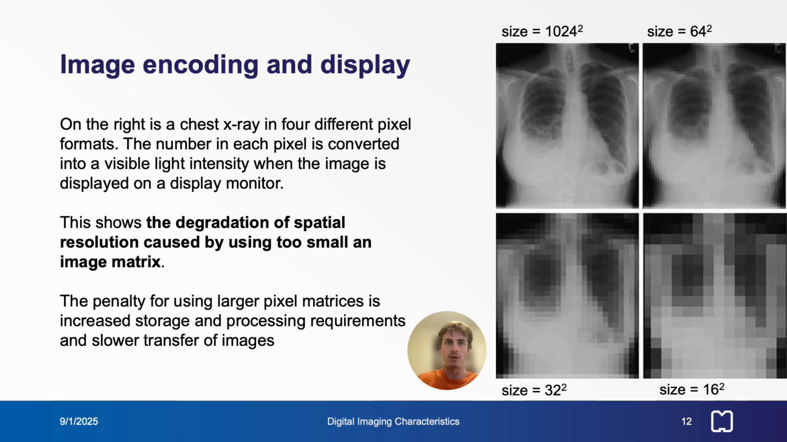On the right, you can see a chest X-ray in 4 different pixel formats. The number in each pixel is converted into a visible light intensity when the image is displayed on a monitor. What this shows is the degradation of spatial resolution caused by using too small an image matrix. The penalty for using larger pixel matrices is increased storage and processing requirements and slower transfer of images.